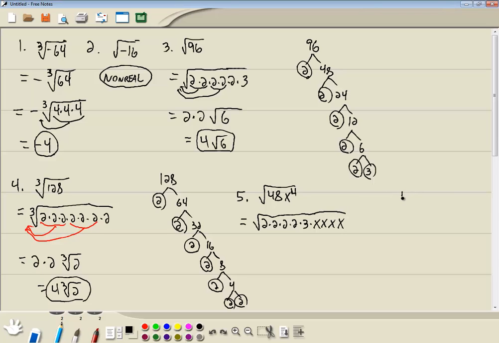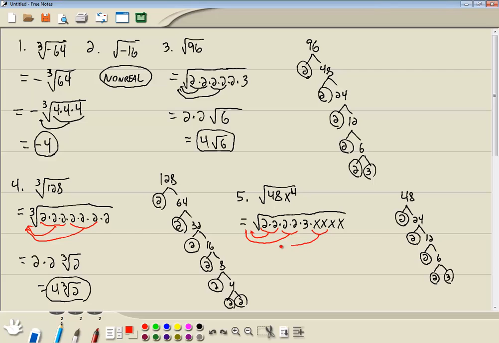If I did my factorization tree, I got 2 times 24, 2's prime so I circle it. 24 is 2 times 12, 2's prime so I circle it. 12 is 2 times 6, 2's prime so I circle it. 6 is 2 times 3. 2's prime so I circle it and 3's prime so I circle it. Now we're dealing with the square roots. We're looking for a pair of somethings. Well, here's a pair of 2's. That's going to come out as a single 2. Here's another pair of 2's. That'll come out as another single 2.